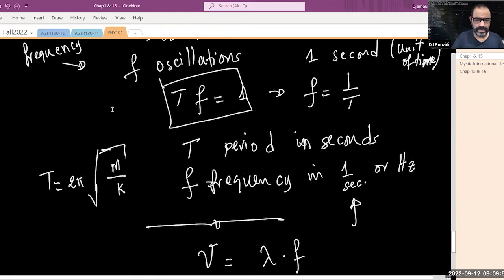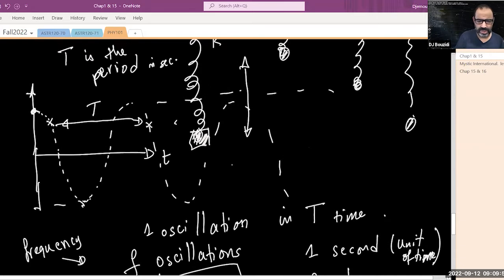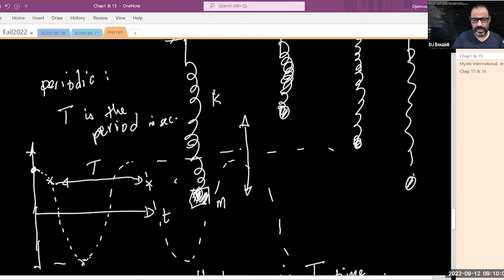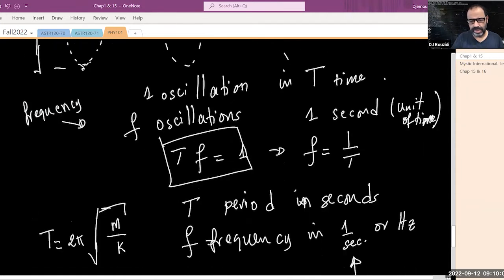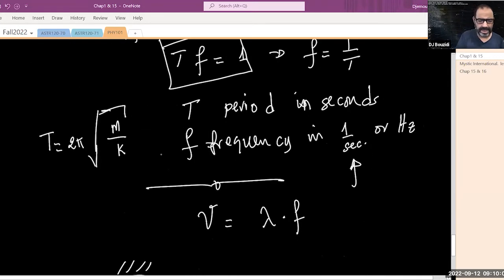M is the mass of the spring. The mass of the mass that is suspended. So that is mass m, and the spring has a spring constant k. So those are the properties. So this is the mass, and this is the spring constant. All of this has more details in the book.